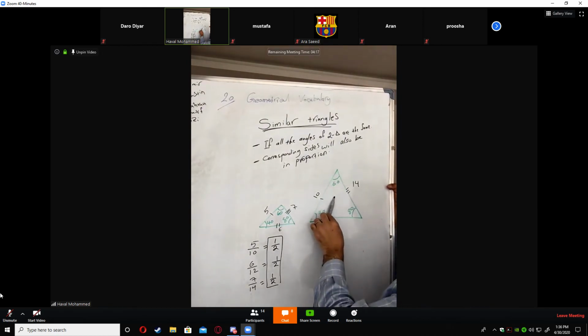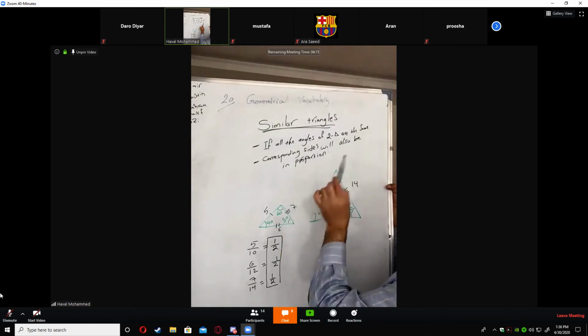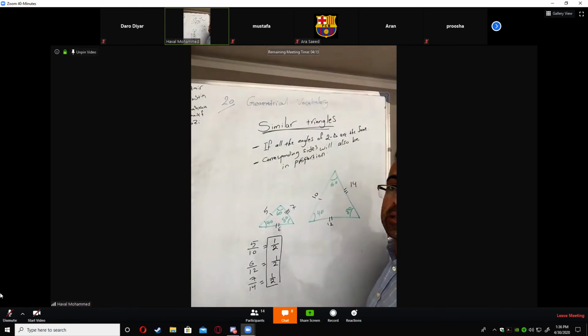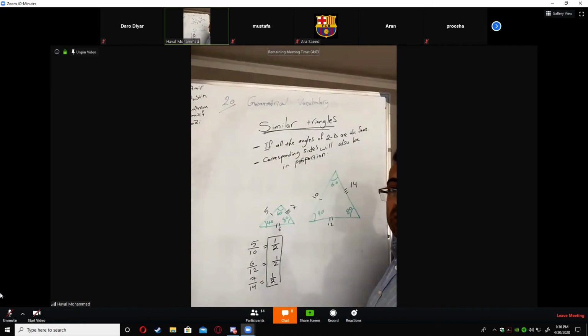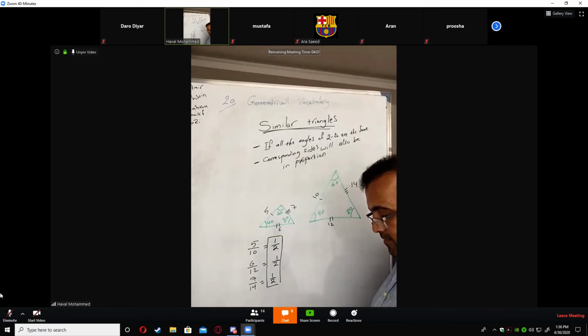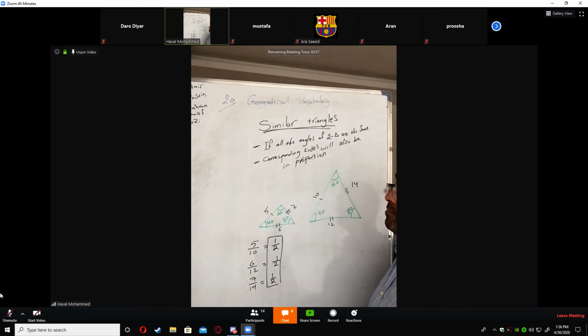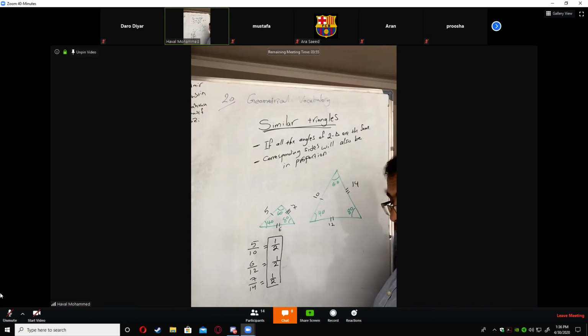Then we say these two triangles are similar, not congruent. Congruent is different, similar is different. Try to know. For the congruent, we had 4 cases. For similar, we have these 2 conditions. Yes. What's the question you have? Any question? Is it clear?